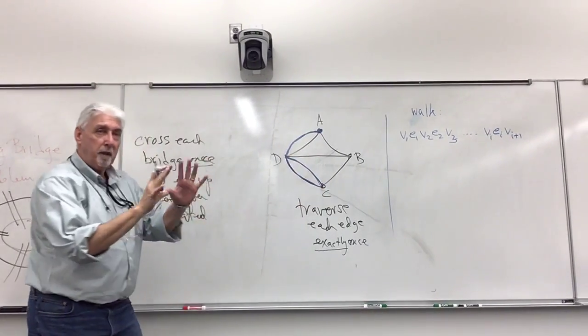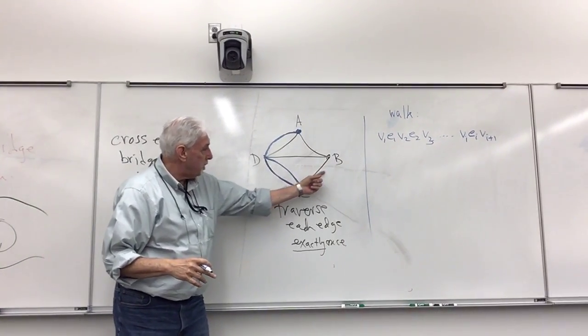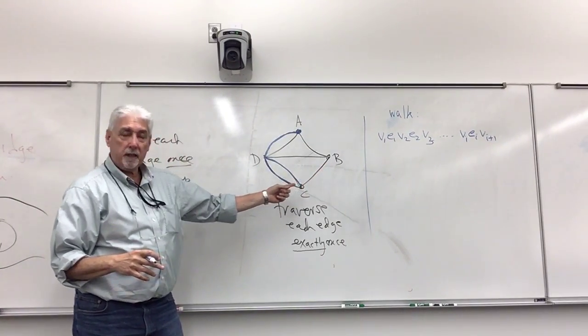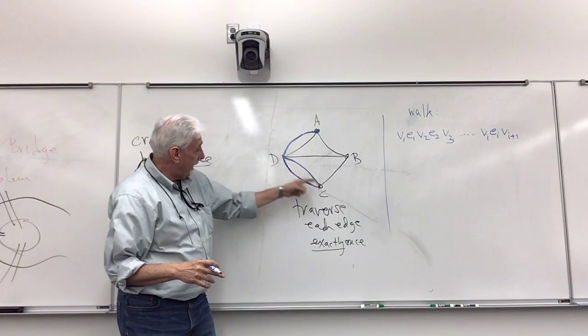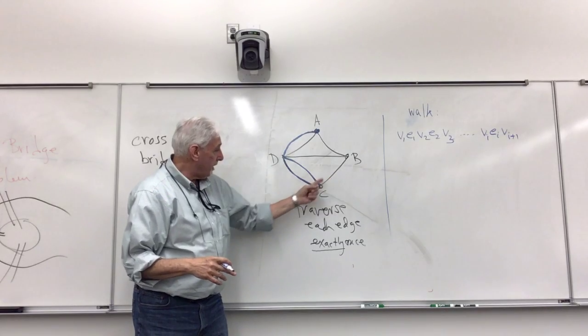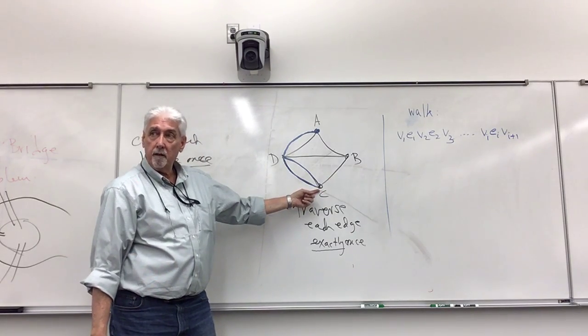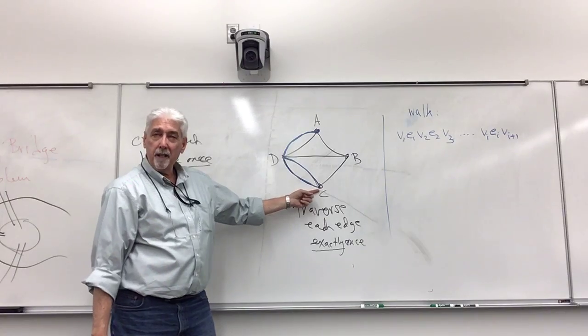So before I go any further, when I cross this bridge, notice, I can't get back to C. I've used up all of C's edges, C's bridges, except for this one. When I get back to C, I'm stuck.